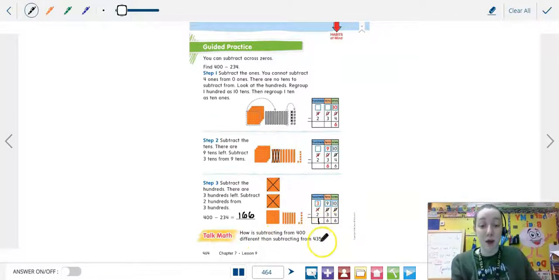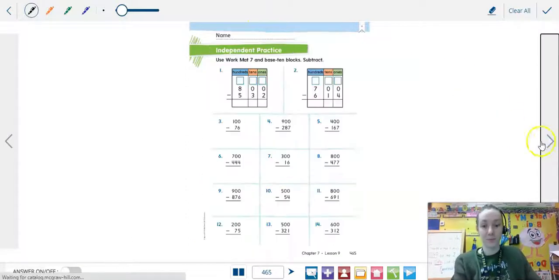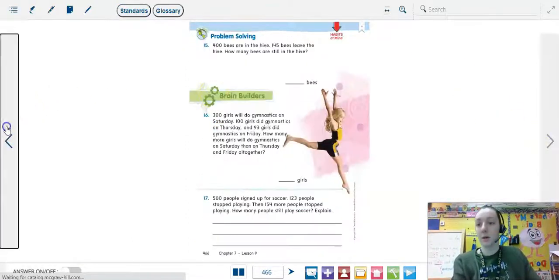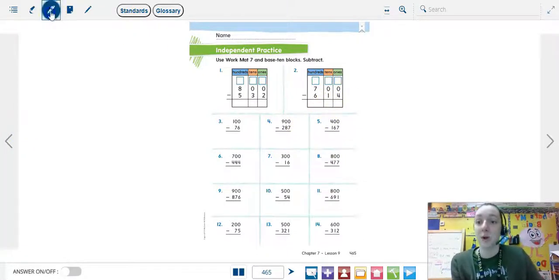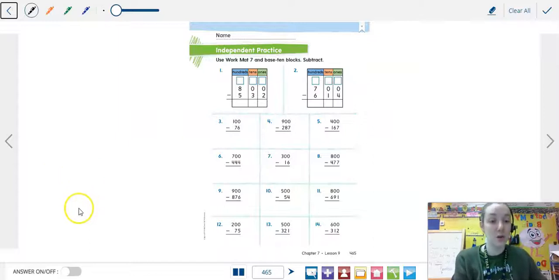All right, so how is subtracting from 400 different than subtracting from 435? It's different because you need to regroup for the ones, but you don't have 10s to regroup from, so you have to go all the way to the hundreds to break that down to get 10s and then to get ones. Okay, so let's look through some of those. I'm going to do some on your independent practice page with you so you get more experience with this because it can be pretty tricky. Once you get it, it's not too bad, but it's pretty tricky at first, okay?